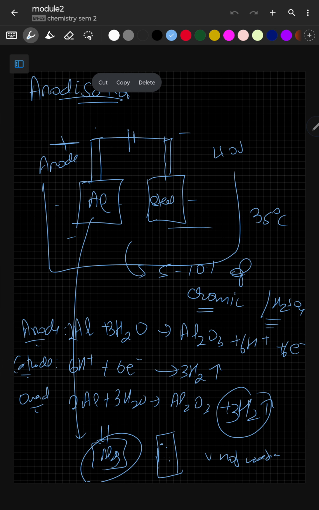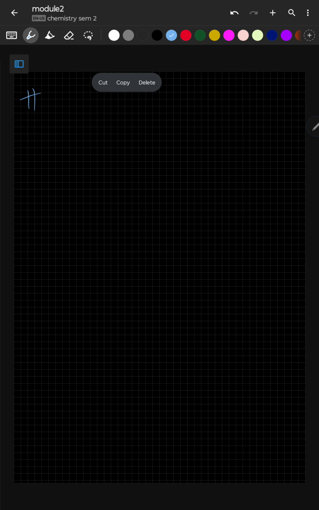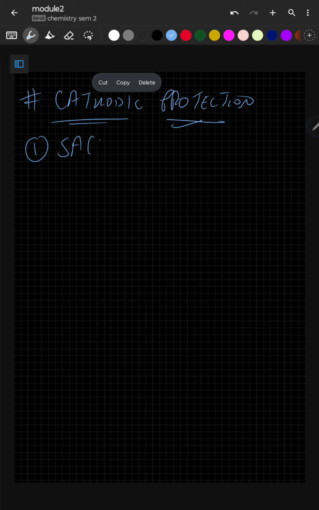So, the next topic is cathodic protection. The name itself says it: basically we are trying to protect the cathode here. That's the main intention. The first one is sacrificial anode.